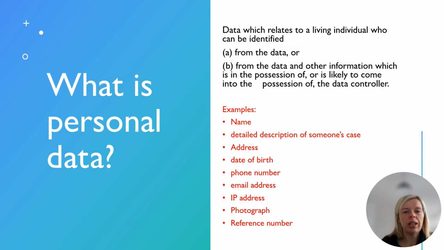Data breaches can occur cumulatively, so that's when multiple pieces of information are released by the data controller, which together add up to make someone identifiable.